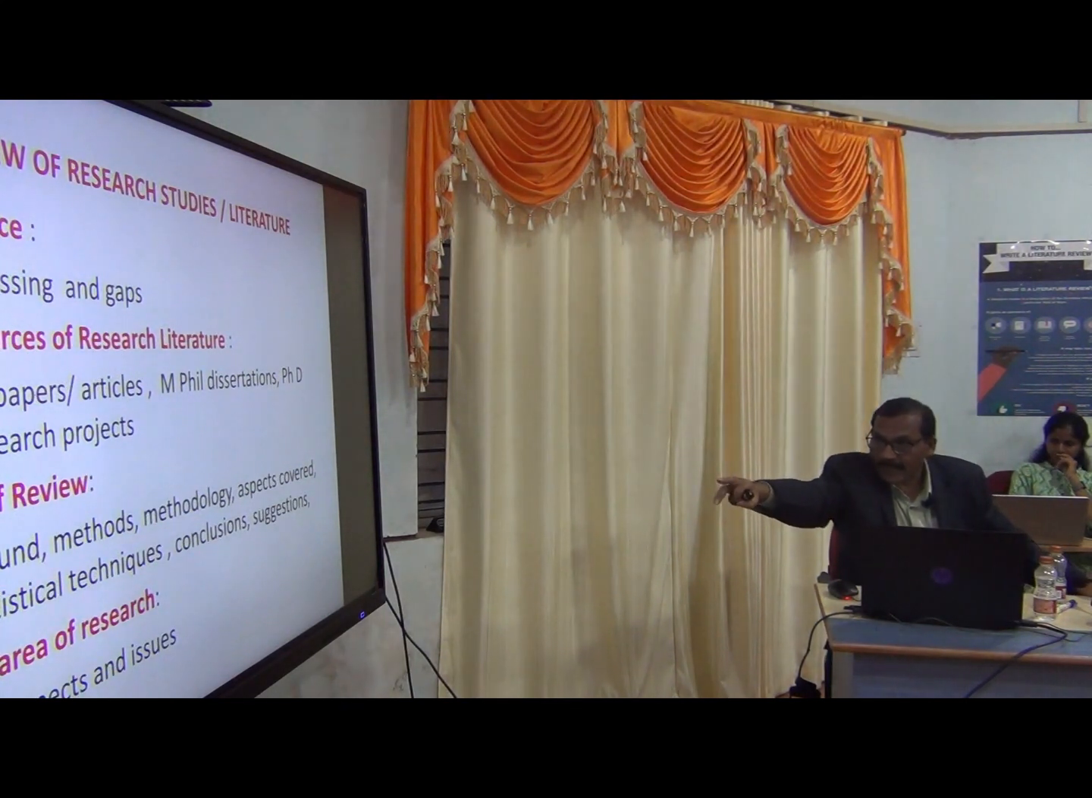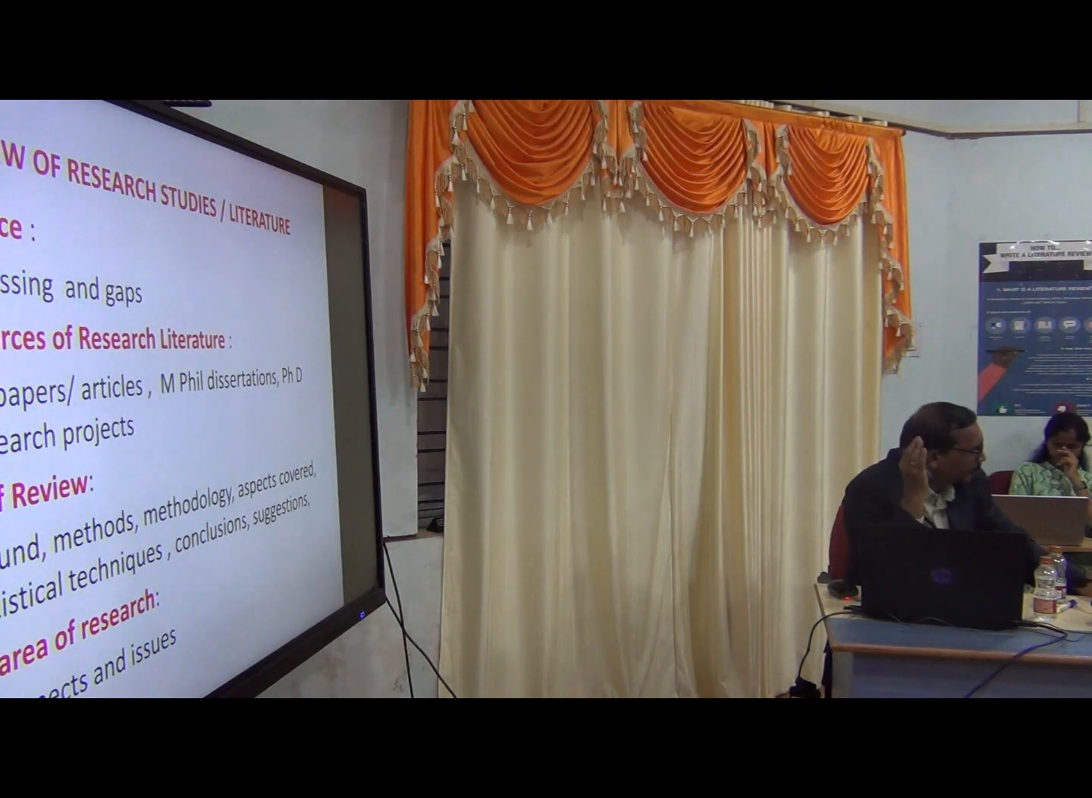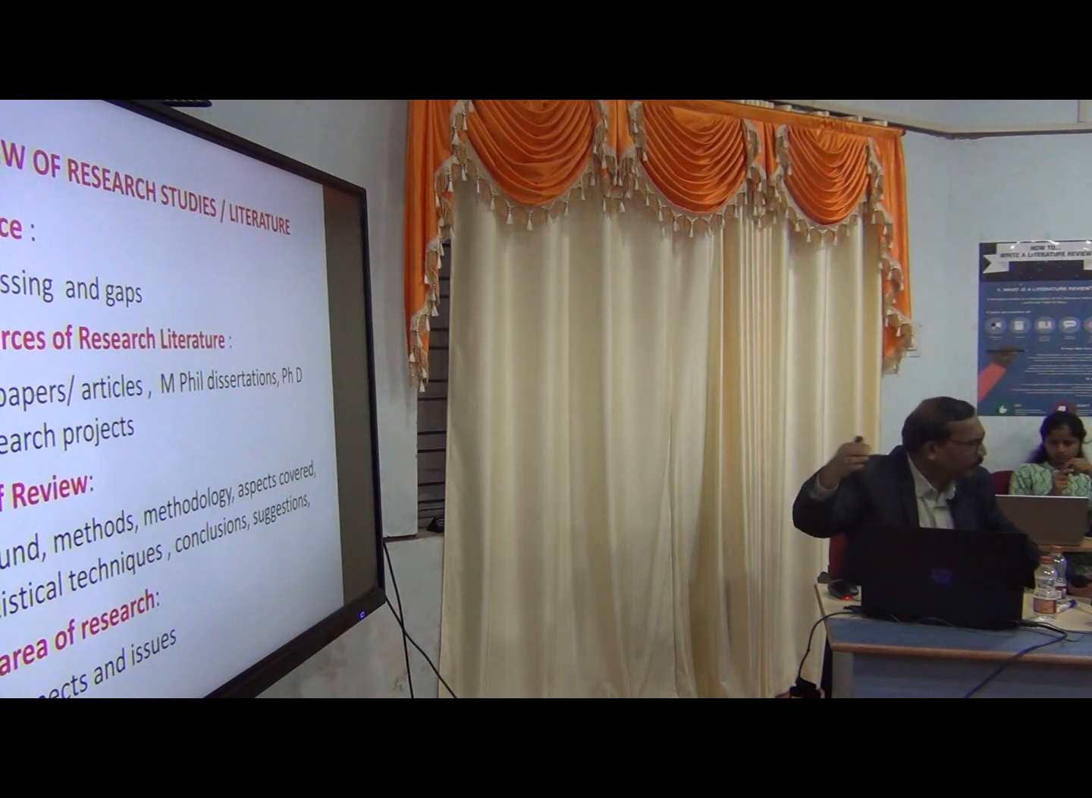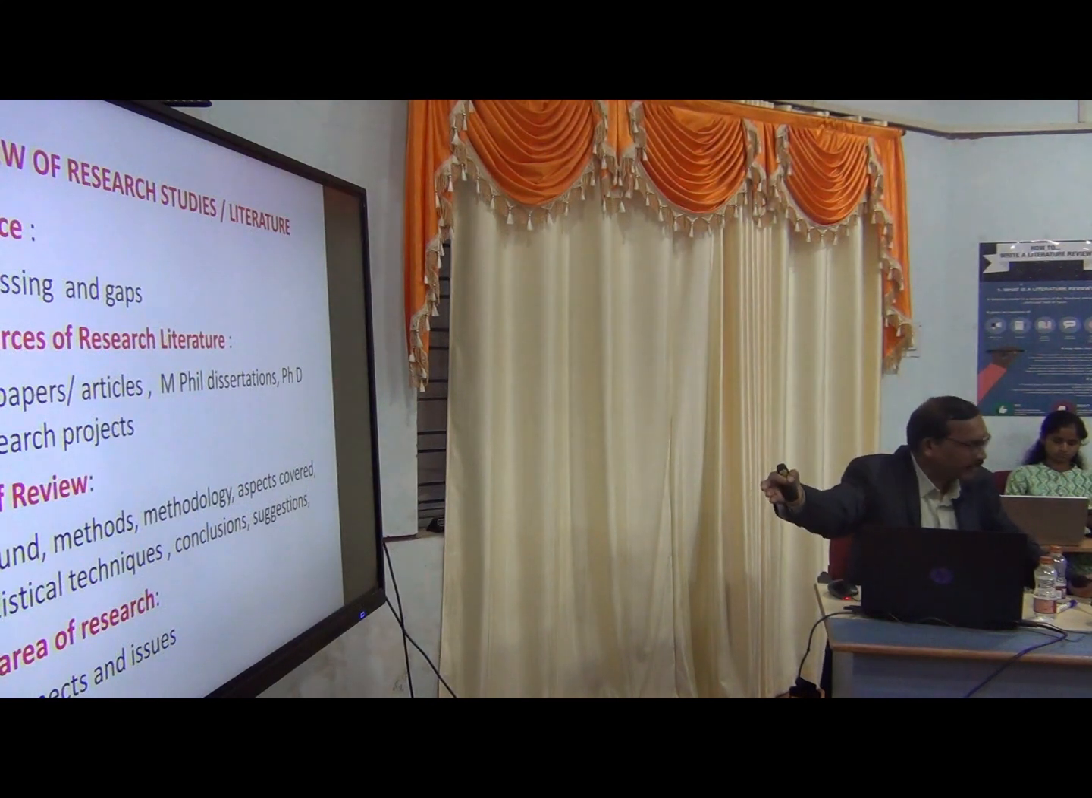Then statistical techniques for data analysis: measures of central tendency, measures of dispersion, measures of association. What techniques have you used? You have used standard deviation, but you have not used coefficient of variation. So what is used by other studies? So far as processing and especially analysis of the data is concerned, that is, the application of quantitative techniques or statistical tools to analyze the data, that is to be identified, that is to be checked.